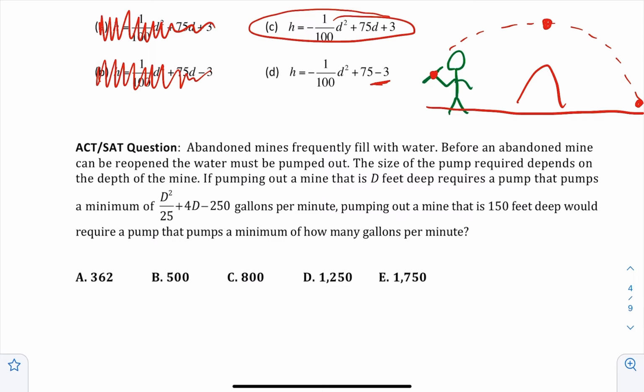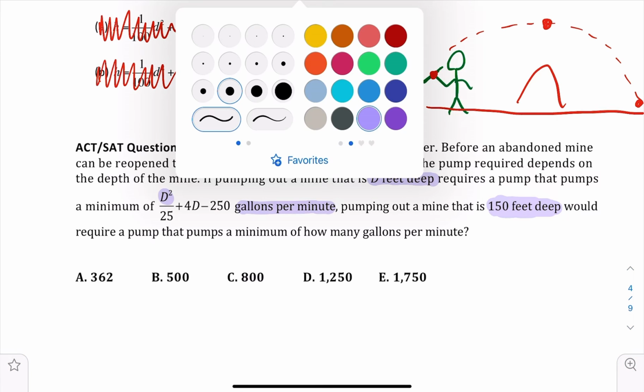Pumps pump water out of the mine. That's what we've got from the first two sentences. Water's in mines, they need to pump it out. Third sentence, the size of the pump required depends on the depth. So okay, cool. The size that I need depends on the depth. So the mine is d feet deep. That's going to require a pump that pumps a certain number of gallons per minute. And so if I know that d is 150 feet deep, I need to know the y value. So I need to take this entire equation that I have here.